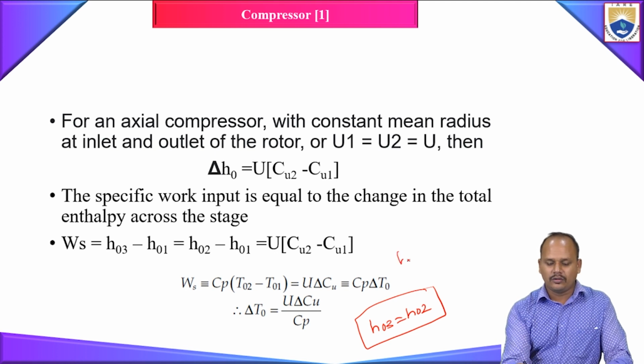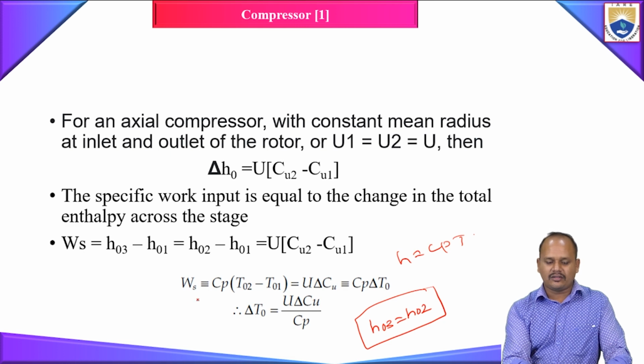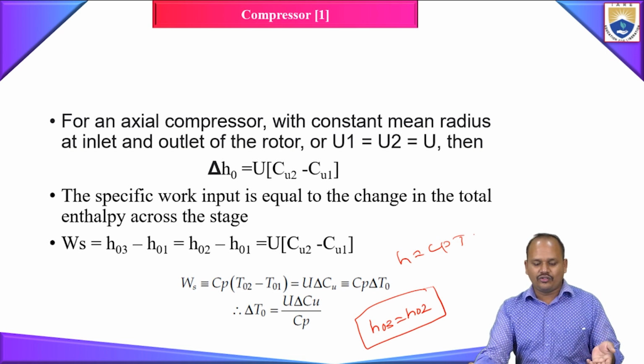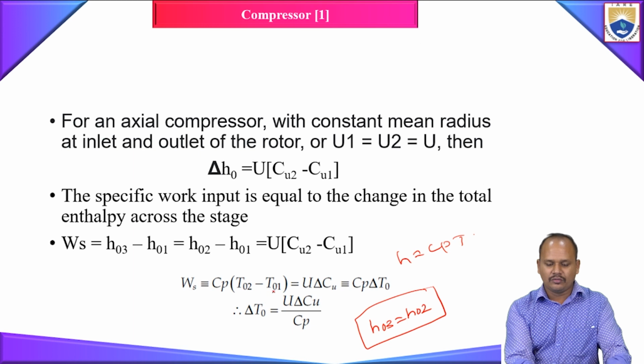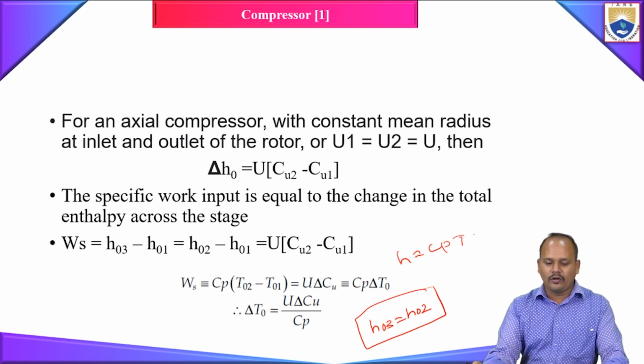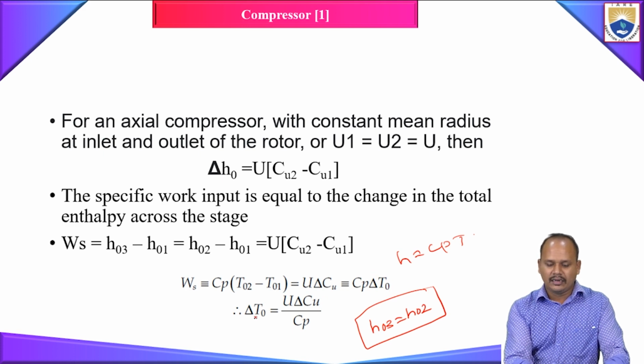Okay, so we have H is equal to Cp into T. So I can write H0 is equal to Cp into T0. So the specific work input Ws is equal to Cp into T02 minus T01. Here I am going to maintain my Cp as constant, because there is not too much change in temperature happening. So Cp into T02 minus T01 will be equal to U into Cu2 minus Cu1, which I can write as delta Cu, that is the change in the tangential velocity component of the absolute velocity. So what is this Cu? Basically it is the tangential component of the absolute velocity. So U into delta Cu is equal to Cp into T02 minus T01, which I can write as delta T0. So from this I can write delta T0 is equal to U delta Cu divided by Cp.